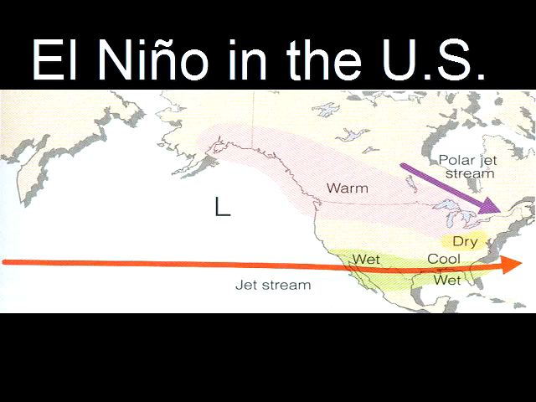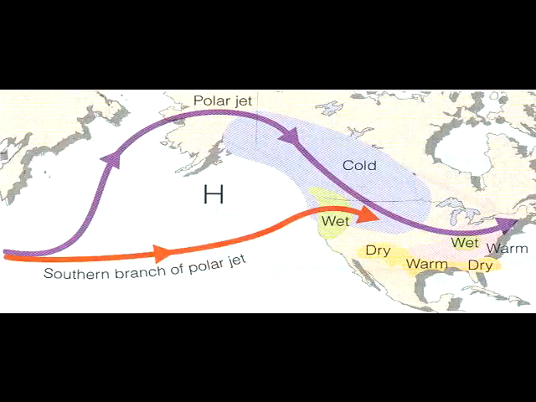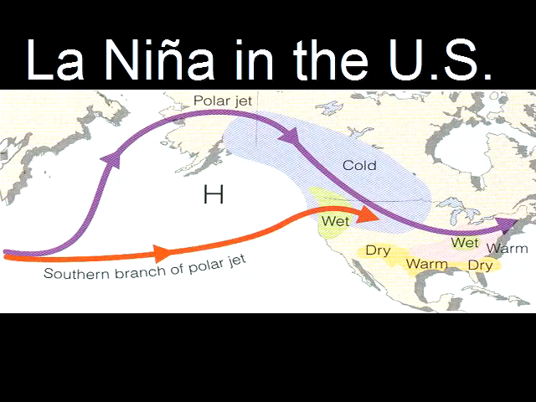South of this low pressure system, the jet stream steers wet weather into California and the southern United States, typically from October to March. A weak polar jet stream over eastern Canada causes warm temperatures over large regions in the northern United States from December to March. The opposite condition, La Niña, is often associated with a persistent high pressure system south of Alaska.